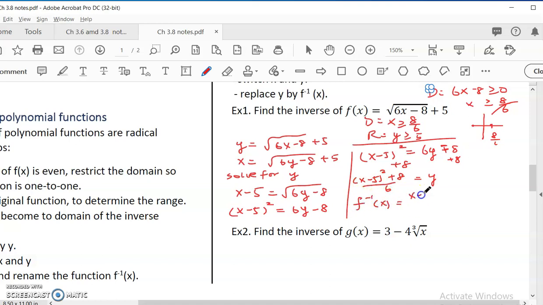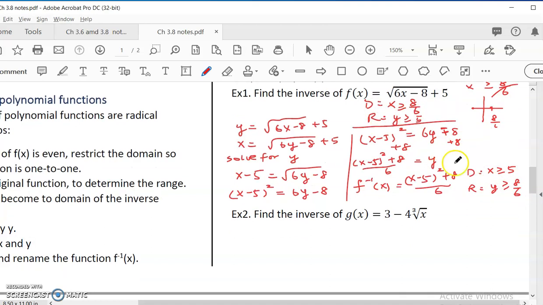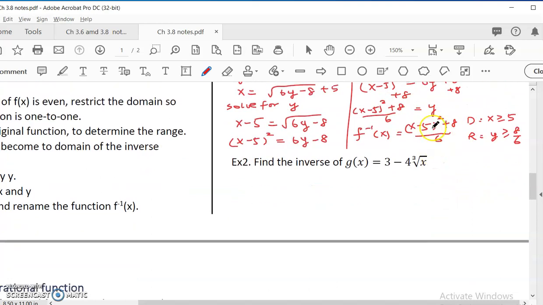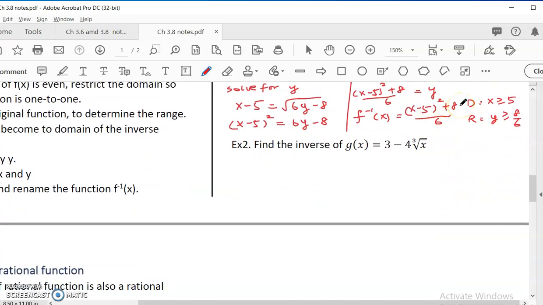Go to (x minus 5) squared plus 8 divided by 6 with a domain of what? X is greater than or equal to 5, because that was the range. And the range was the domain: y is greater than or equal to 8 over 6. So it is not a regular kind of polynomial function, but one with a restricted domain.